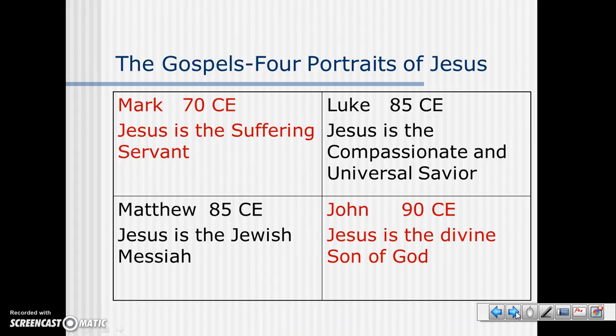For example, each of the Gospels gives us different images of Jesus, and while each Gospel has multiple images of Jesus, here are some of the main images of Jesus. Mark speaks of Jesus as the suffering servant we saw in 2 Isaiah. Matthew sees Jesus as the Jewish Messiah that has been foretold. Luke sees Jesus as the compassionate and universal Savior, here for everyone. And John sees Jesus as the divine Son of God.